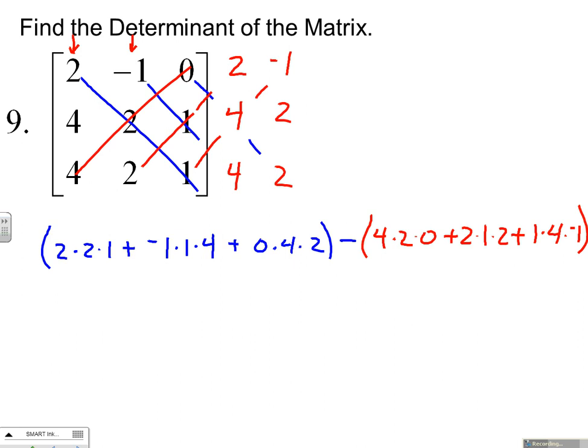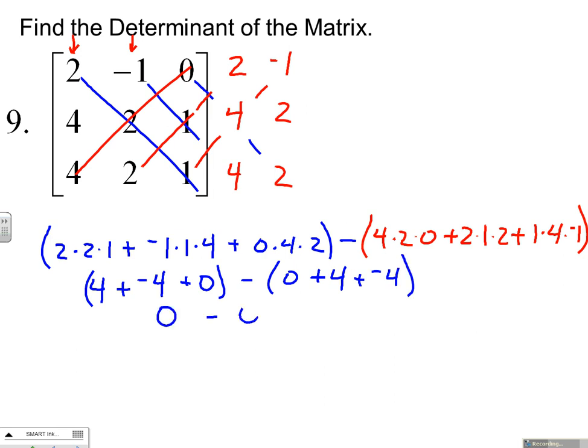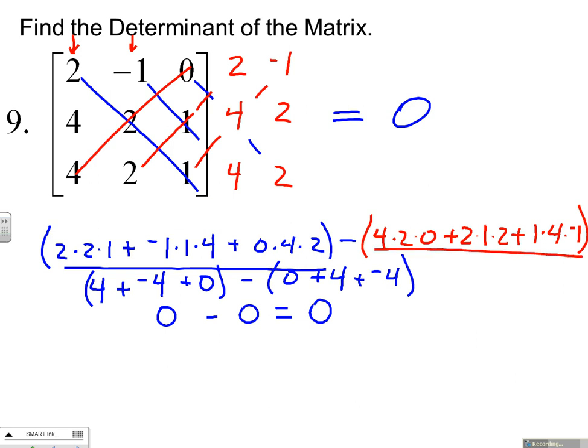So here we get 4 plus -4 plus 0 minus 0 plus 4 plus -4. I get 0. I get minus 0, which is kind of peculiar. That's certainly coincidental. They ended up being equal. But the determinant of this guy is 0. So here it is again. We take our downward diagonals and subtract from that the sum of our upward diagonal products.